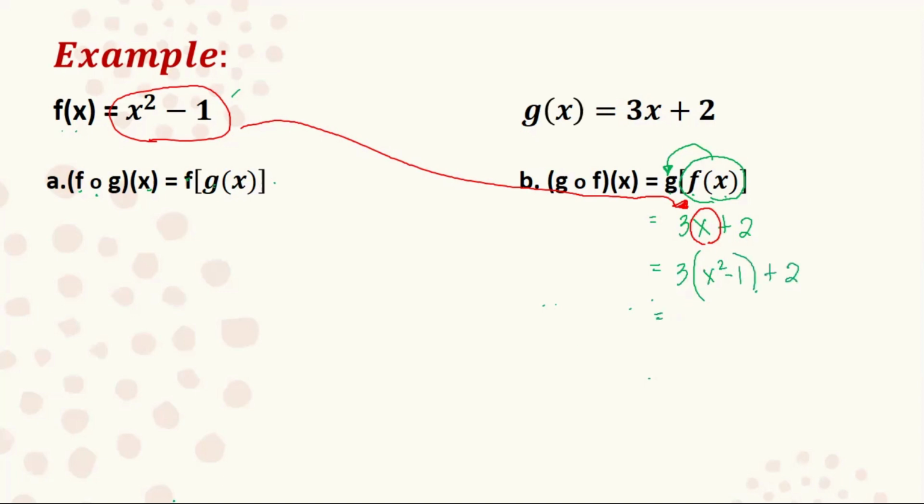Then in this case, you have to multiply this value to each of the terms of this binomial. So 3 times the first term of the binomial, which is x squared, we get 3x squared. Then 3 times negative 1, we get negative 3. Then copy plus 2. Combining like terms, we get 3x squared minus 1. Bakit naging negative 1? Because negative 3 plus 2 is negative 1. So this is now the final answer in letter B.